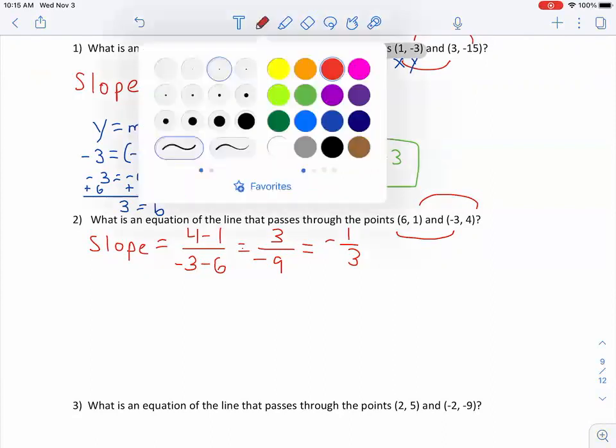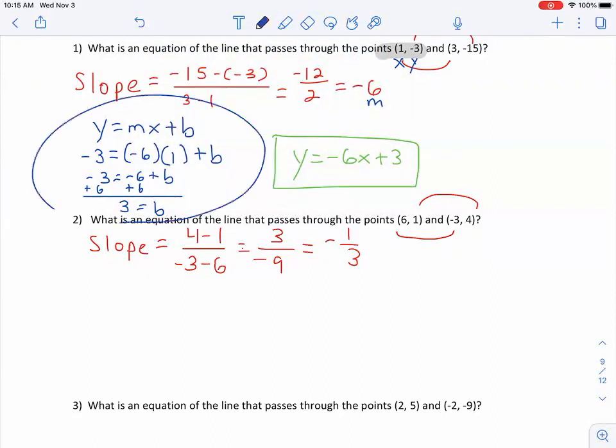Now we're going to do the blue part where we do the y equals mx plus b. Y equals mx plus b. Which point do you want to use? Do you want to use 6,1 or do you want to use -3,4? It doesn't matter. Which one you want to use? 6,1. All right. So somebody said 6,1. We'll use that point.